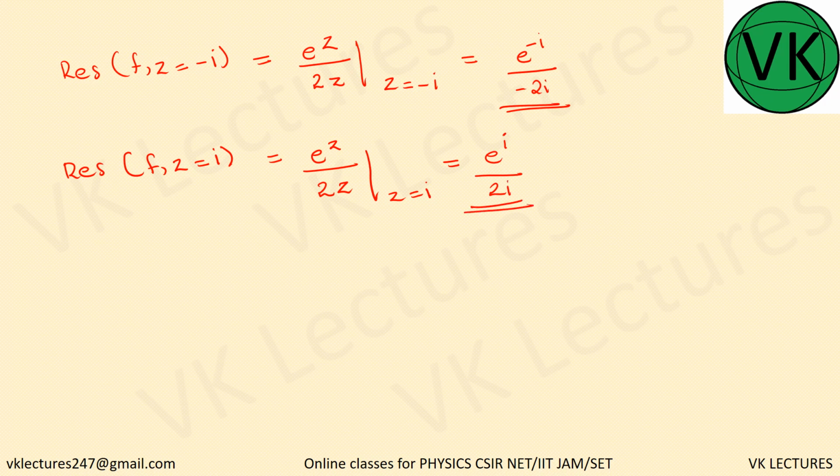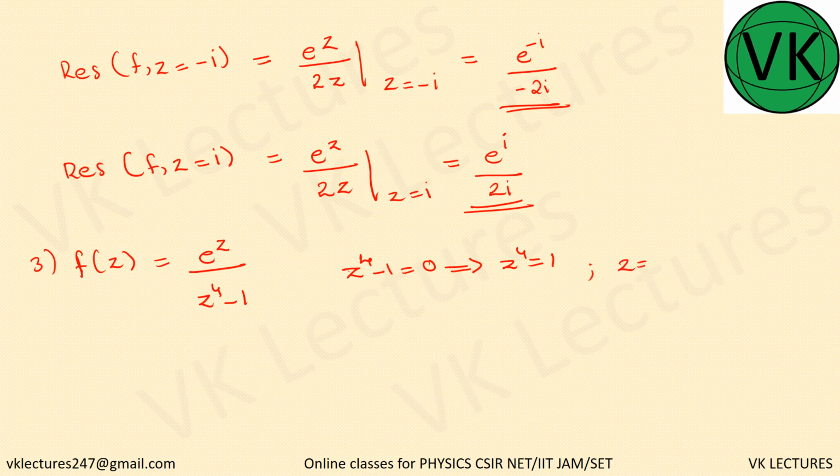Next question, third question, f of z is equal to e raised to z divided by z raised to 4 minus 1. So when we equate z raised to 4 minus 1 equal to 0, we get z raised to 4 is equal to 1, which means z is equal to plus or minus 1 and plus or minus i.